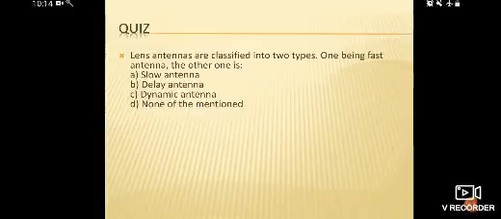Lens antennas are classified into two types. One is the fast antenna, the other is slow antenna, delay antenna, dynamic antenna, or none of the mentioned. So what is the answer? It is the delay antenna, not the slow antenna. Why? Because if one is called a fast antenna, it does not mean the other will be slow. It is a delay antenna. That means lens antennas are classified into two types: one is the fast antenna, the other is the delay antenna.